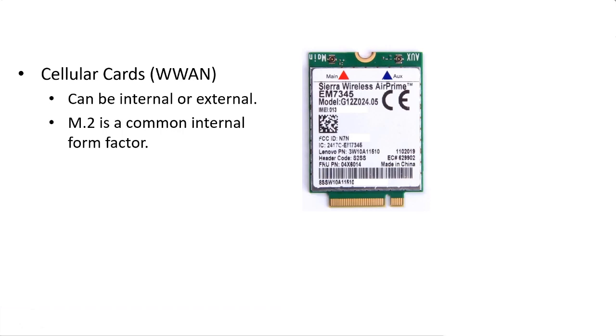Though you might see mini PCI Express, M.2 is the preferred form factor as of the recording of this video in 2018. Here we have an M.2 card that allows for 4G access. Sometimes you'll find these pre-installed on business laptops. In other cases, you might need to add one. This particular type of M.2 is a 2230, meaning it's 22 millimeters wide by 30 millimeters long.